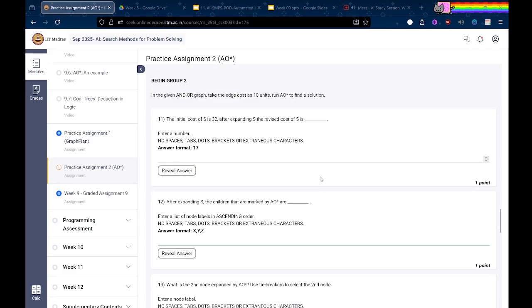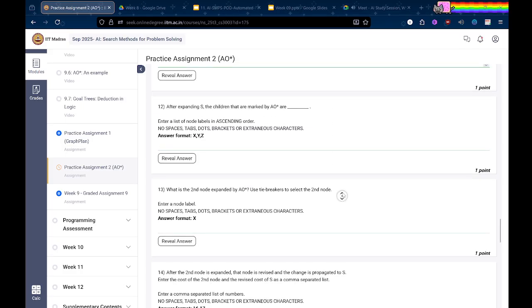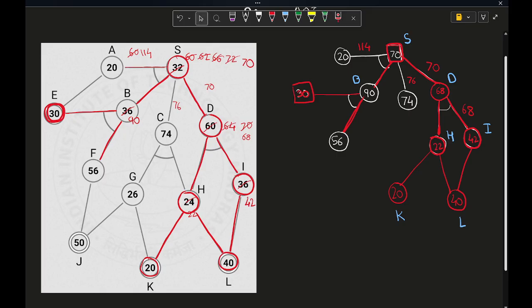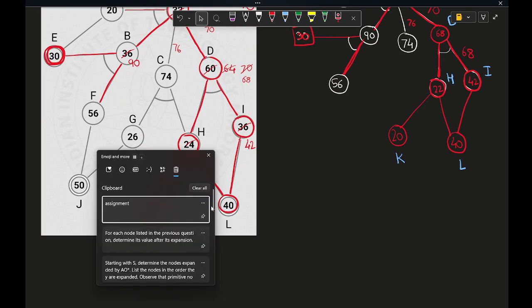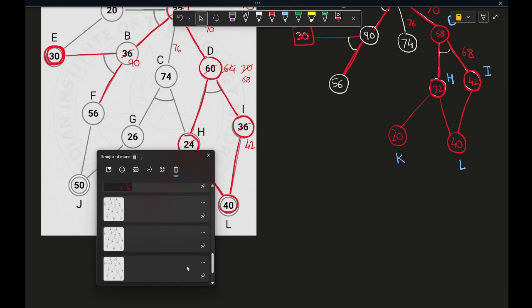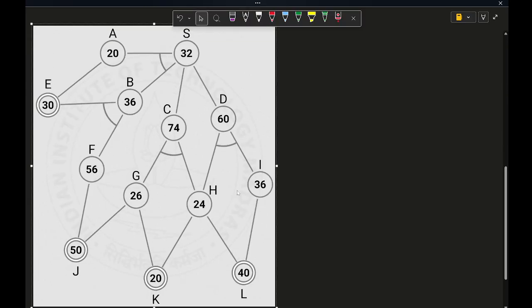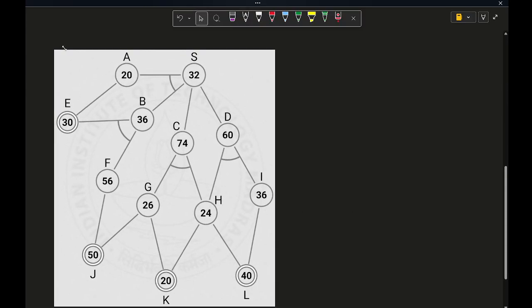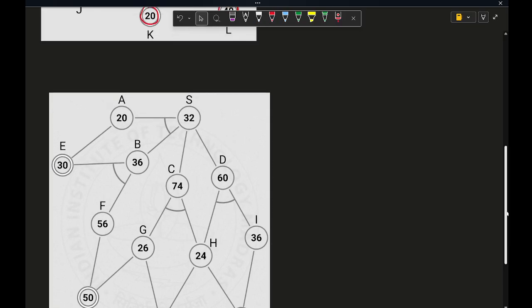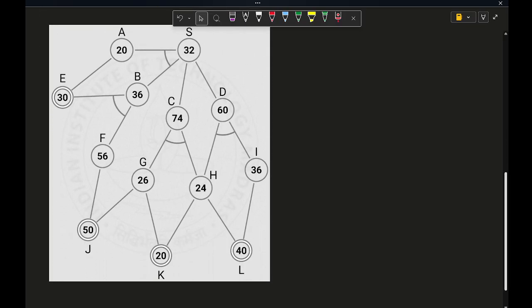Then what is this? In the given AND-OR graph, take the edge cost as 10 now. Take it as 10. So time consuming, all of them. All the AI things are very time consuming. I won't make the graph for this. I'll just solve it on here itself. So now we are just to assume that the edge cost is 10 now.